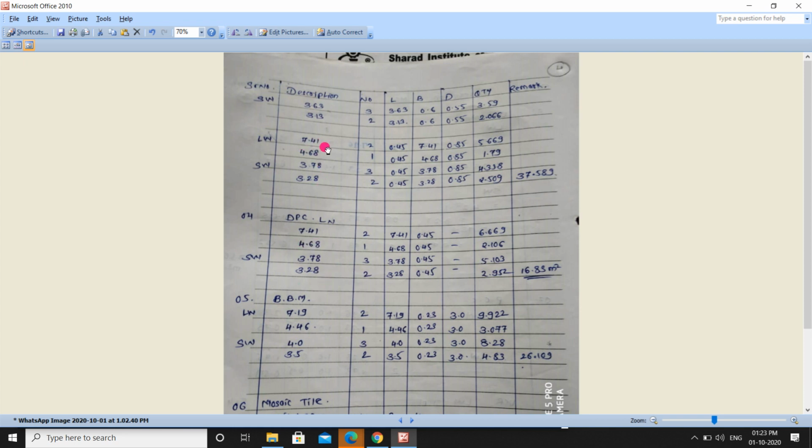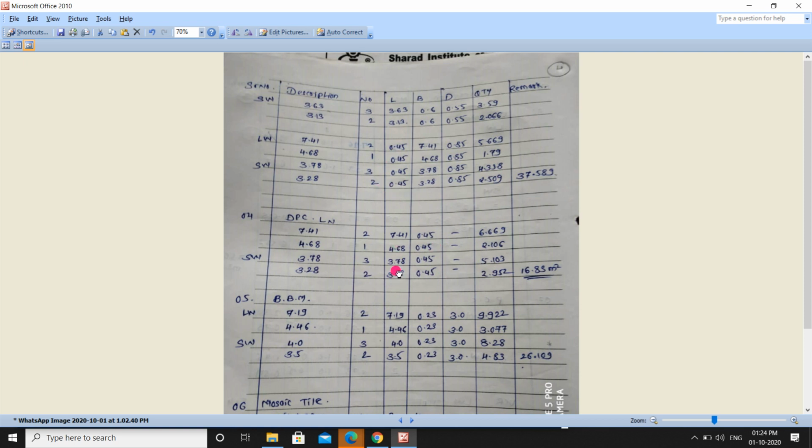See here, 7.41, again 7.41, 4.68, 4.68, 3.78, 3.78, 3.28, 3.28. The numbers also will remain constant. The only difference is that we do not multiply with the thickness of the item, because the DPC is calculated in square meter.